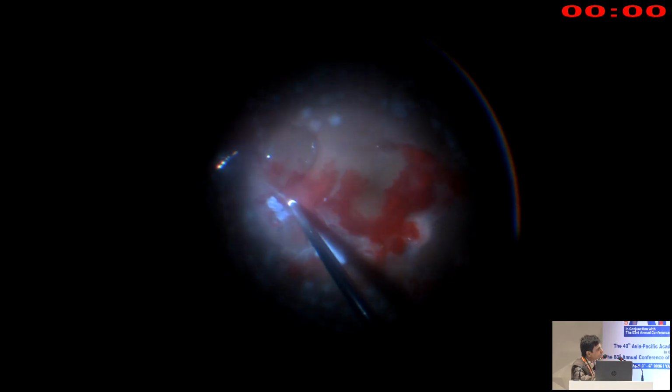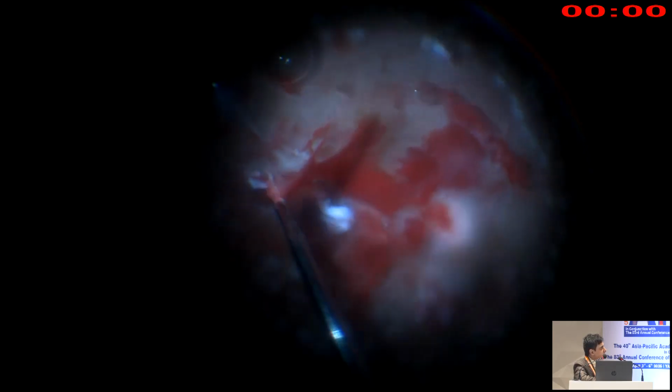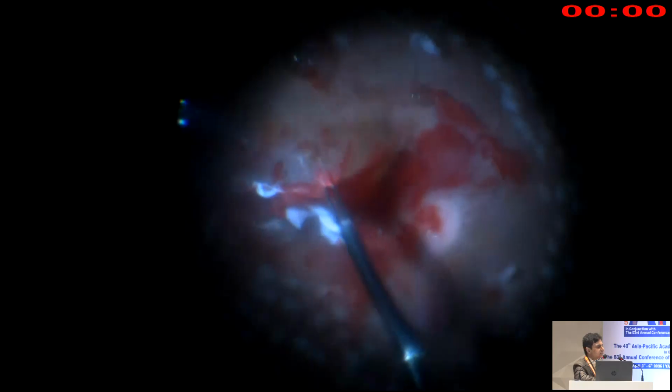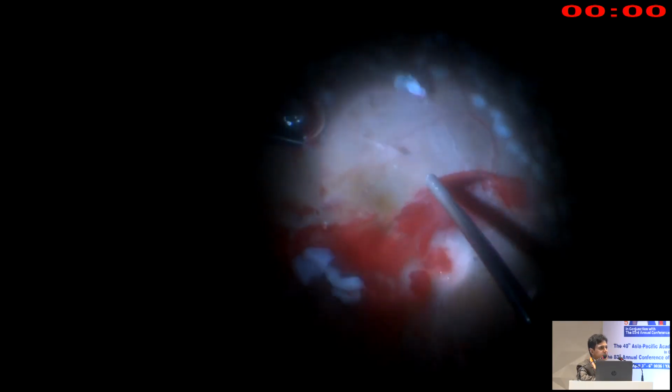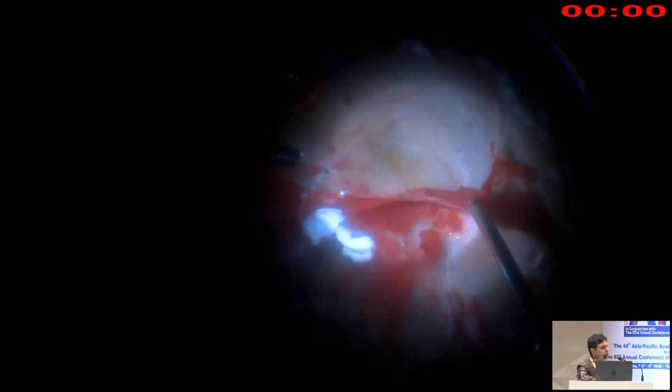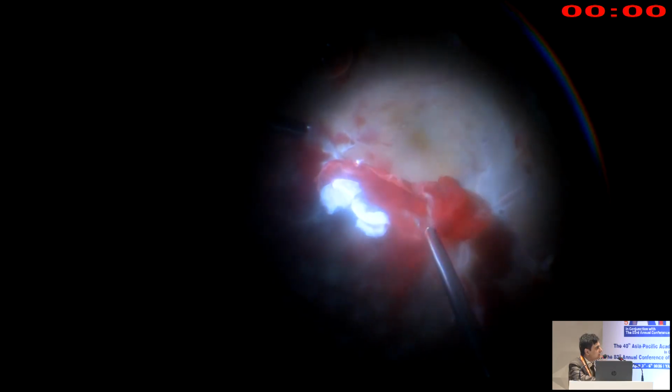This was followed by removal of the residual bleeding and membranes which were there. And since no breaks are created, although there is a traction present at the macula, there is a tractional detachment, there is no need to inject a tamponading agent since there are no breaks created. So PFCL really helped in these cases.